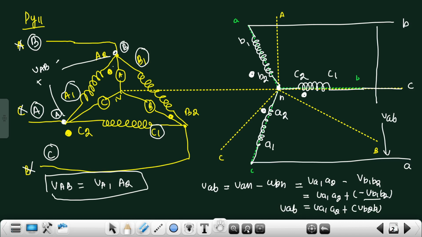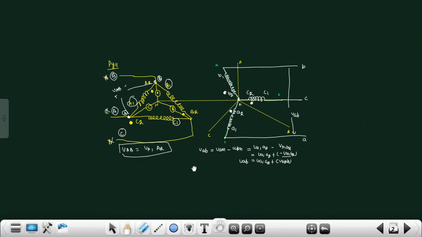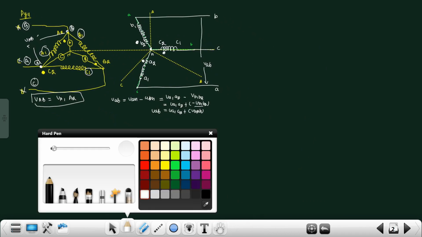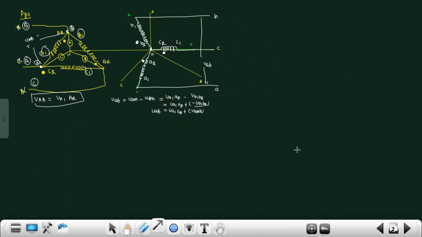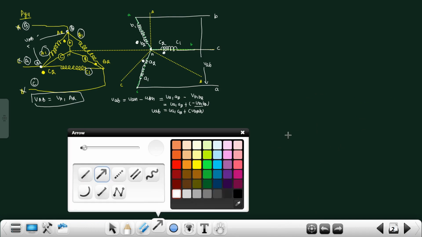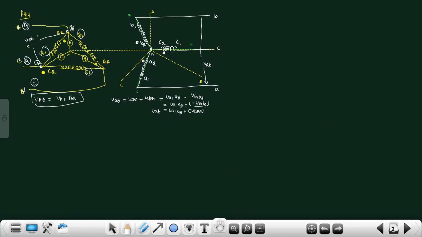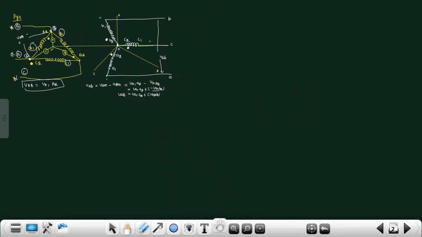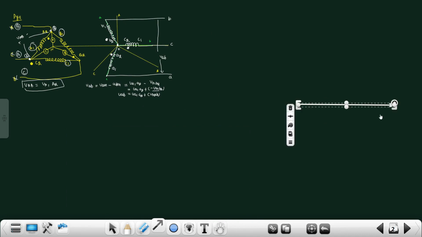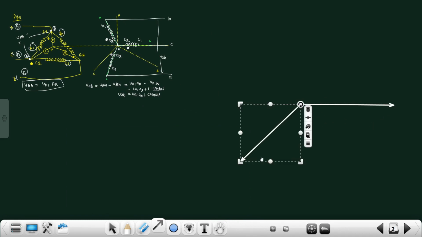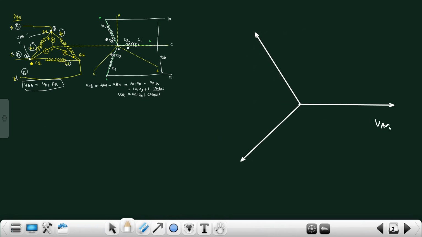Now draw the phasor diagram. Firstly, I am drawing the phasor diagram on the HV side. So this is VA2A1 of the HV side, this is VB2B1 of the HV side, and this is VC2C1 of the HV side.